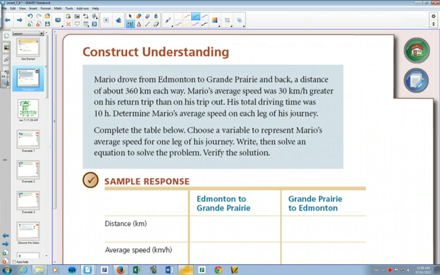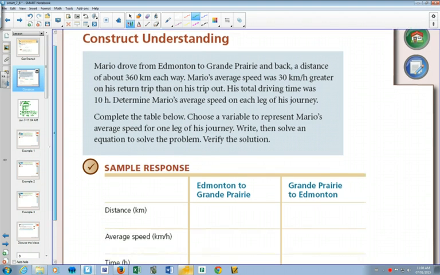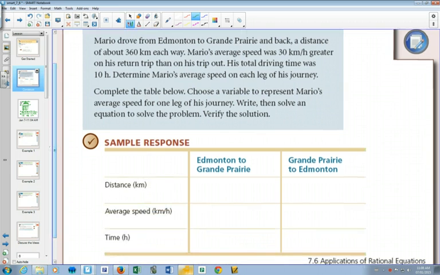In the construct the understanding here, the chart is already made. So our chart is already made. We're going to start filling it in with what we know. Mario drove from Edmonton to Grand Prairie and back, a distance of 360 kilometers each way. 360. That's data we already know. Mario's average speed was 30 kilometers per hour greater on his return trip than his trip out.